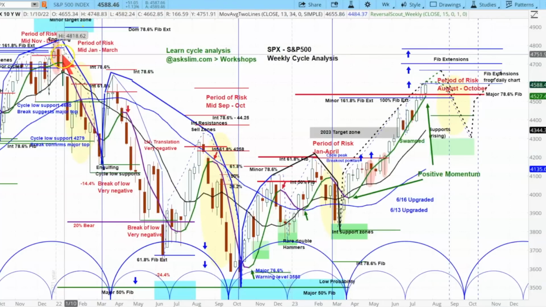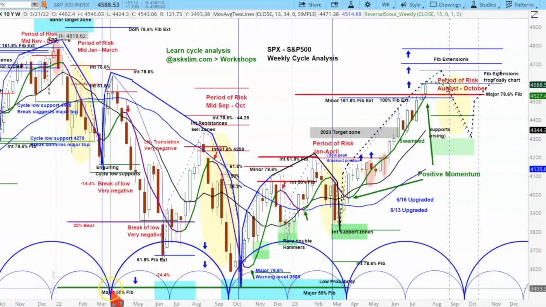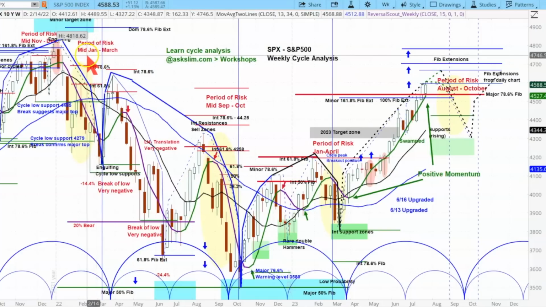If you go back over here and look at this yellow zone, this is the period of risk where both cycles are coming down. And you can see in here our projection was that the period of risk, the period that it was likely to be declining in these declining phases, was between January and March. And it fell right over here and made its low around mid-March. So that was pretty spot on.